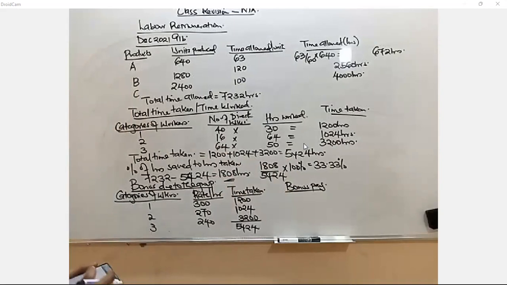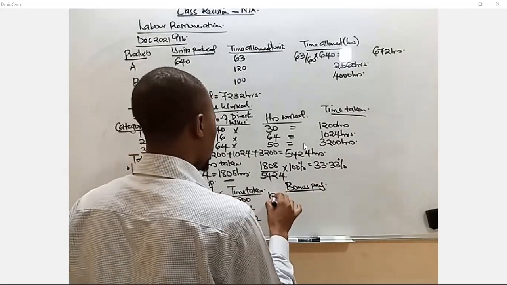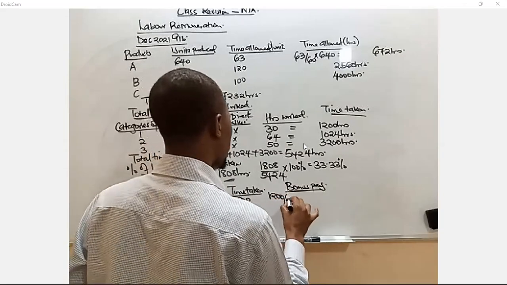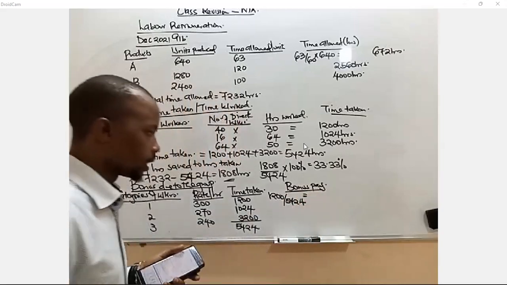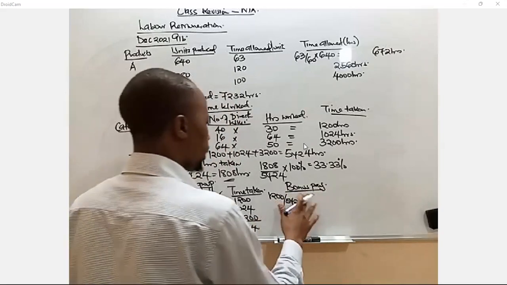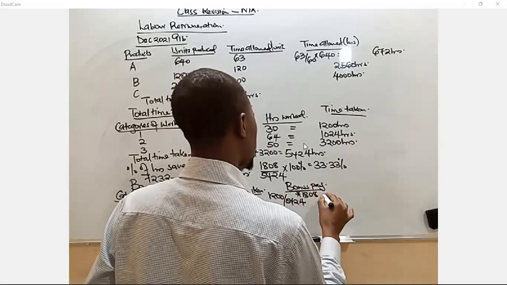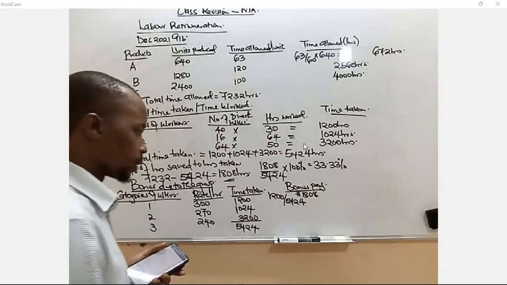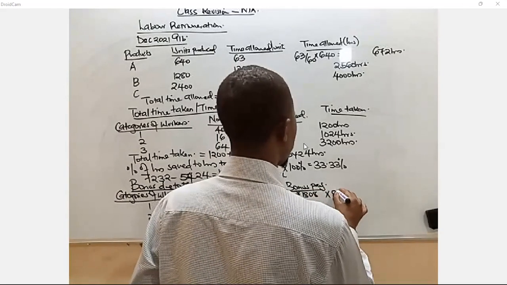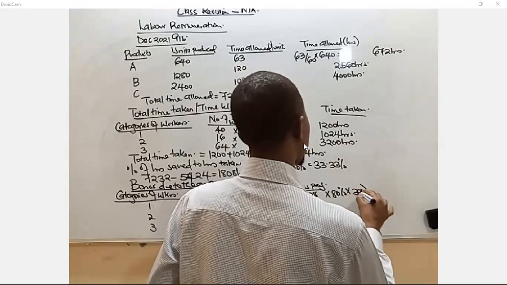So to determine how much category A workers were able to save, let me take 1200 divided by 5424, then we multiply by 1808, then we multiply by the bonus pay. The bonus pay, we are being told it is 80%. Group A is being paid 300 shillings.